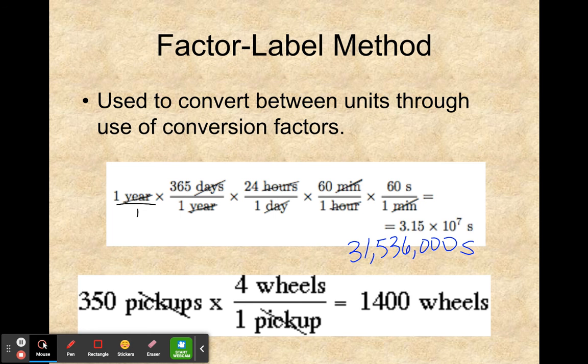It's on the board, it's already done for you. 31,536,000 seconds, written in scientific notation, 3.15 times 10 to the 7th seconds. So if you have 350 pickup trucks and you want to know how many wheels are on all of those, you have to convert it knowing that there are 4 wheels on one pickup truck, meaning that 350 pickup trucks have 1,400 wheels.